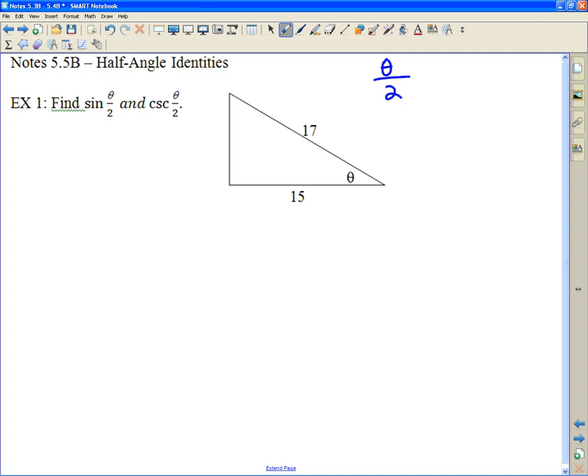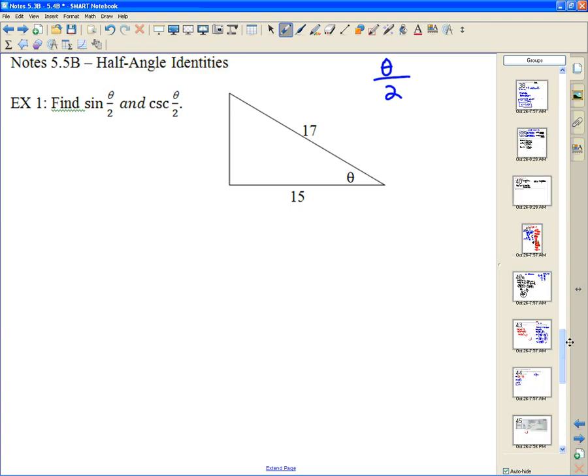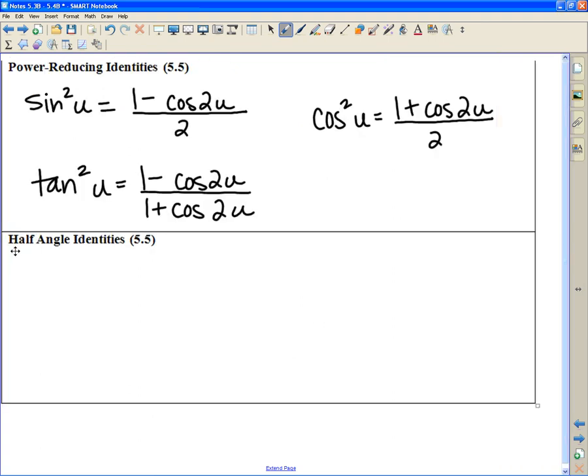So if you could turn back in your packet to that identity outline, part 2. Half-angle identities, and this is for section 5.5. We want to jot these down so that they get fresh in our brain and so that we understand them. This would be helpful to find the sine of 15 degrees because we can work with 30s. Since 15 is half of 30, we'd be able to solve this problem exactly.